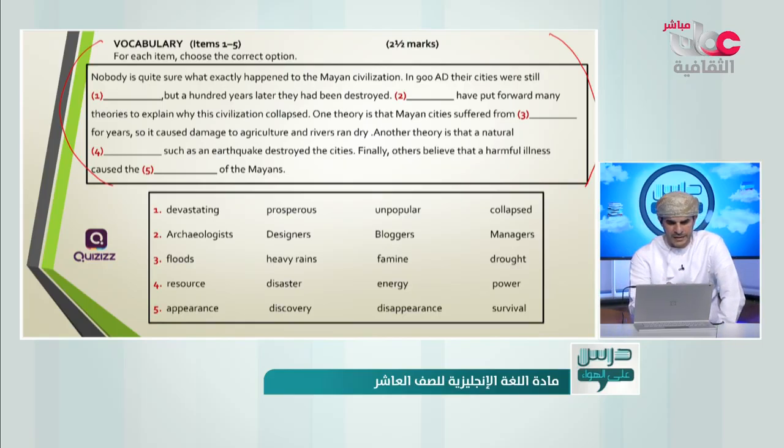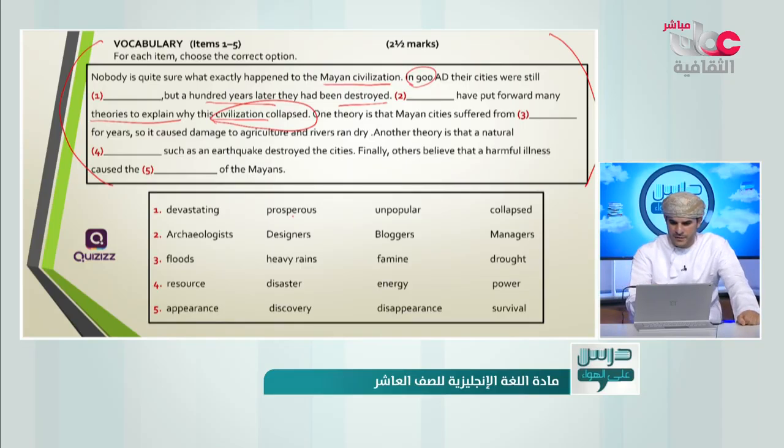Nobody is quite sure what exactly happened to the Mayan civilization. In 1900 AD, their cities were still what? But 100 years later, after they had been destroyed. So it must be the opposite of destroyed. What was it? Excellent, Ahmad. Prosperous. They were prosperous, then they were destroyed. Archaeologists have put forward many theories to explain the civilization. Look at number 2. You have archaeologists, designers, bloggers, managers. Who is in charge of civilizations, history? I'm sure you know that.